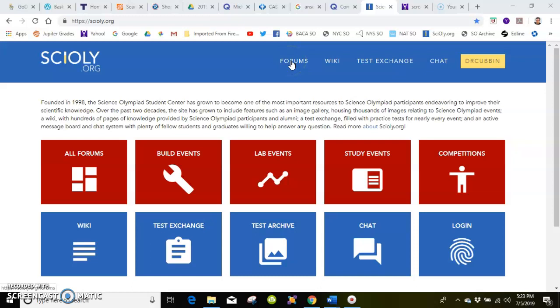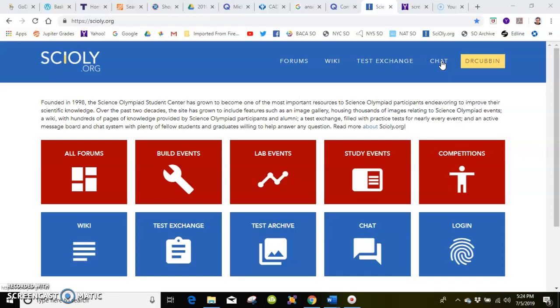You have forums, which are discussion groups around a wide variety of topics. Wiki, Scioli, which is going to give you information on events as well as other teams that you may want to look up, competition results. Test exchange. This is critically important because everybody on the team should be making up at least a couple of tests. I would like to see at least one minimum, for their particular event. And then you have chat. Chat I don't go into too often, but a lot of the students do.